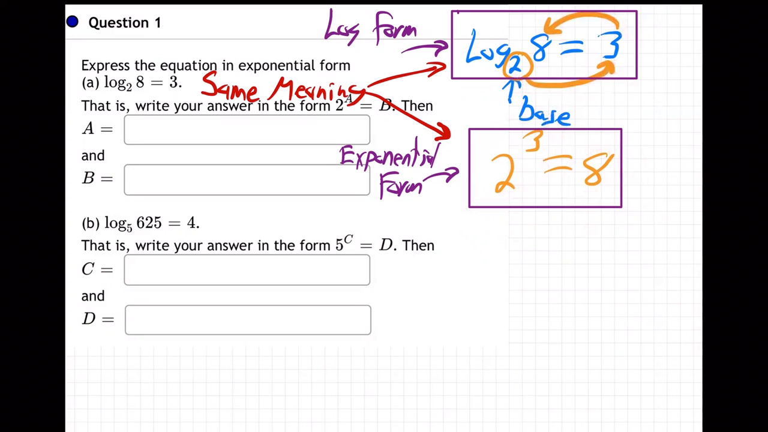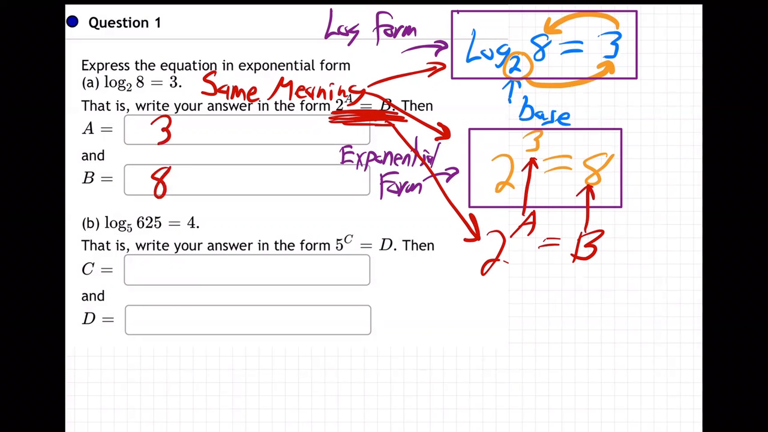Okay, so what do they want us to do down here with this A and this B thing? Well, see what they say right here? They want you to write it like 2 to the A equals B. Okay, so then what's the A? 3. What's the B? 8. A is 3, B is 8. Does that make sense? They just want you to identify the pieces of the puzzle there.